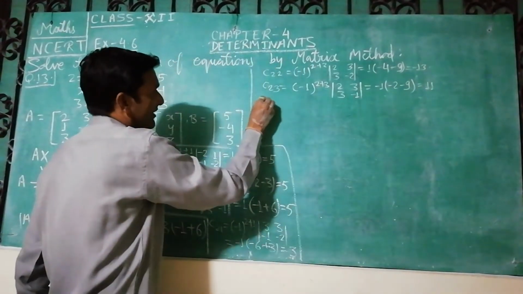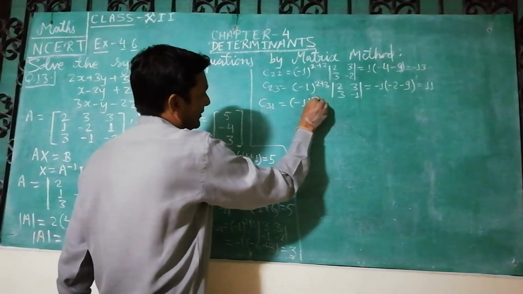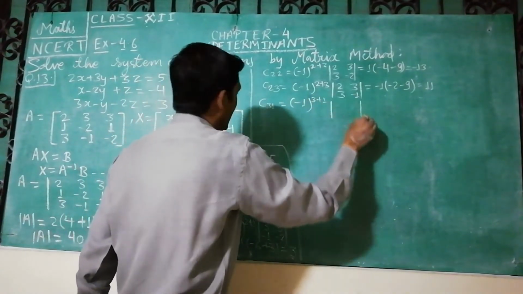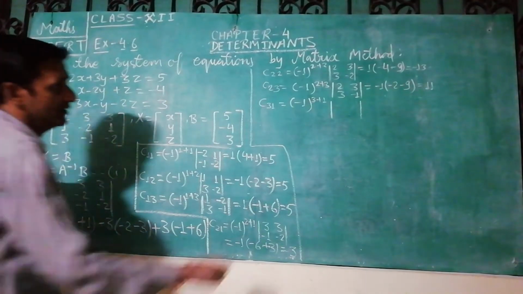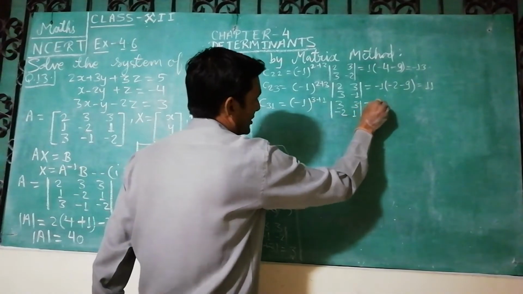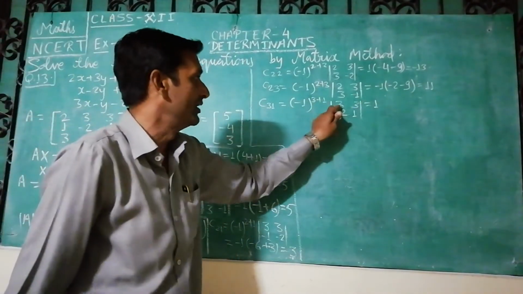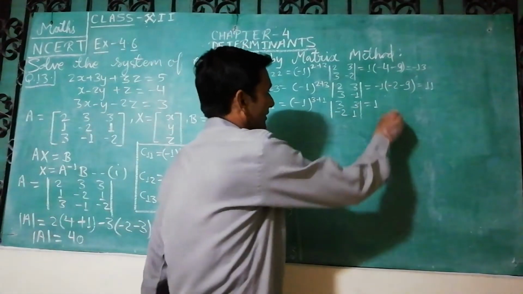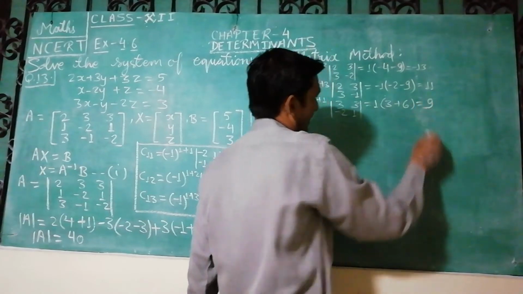Now C31. C31 is equal to minus 1 raised to the power 3 plus 1. And then in the determinant, third row first column will be eliminated. 3, 3 and minus 2, 1. Now it is positive 1 because it is 3 plus 1, that is 4, which is an even number, so it is positive 1. 3 1 are 3 plus 6, that is 9. So it will be written as it is.